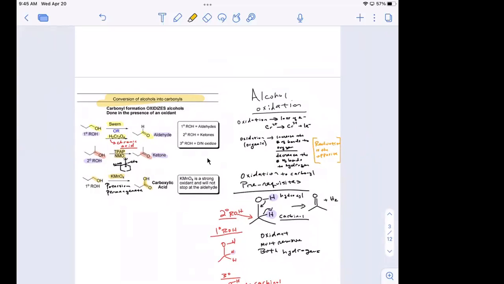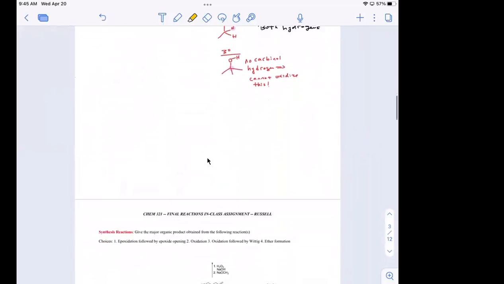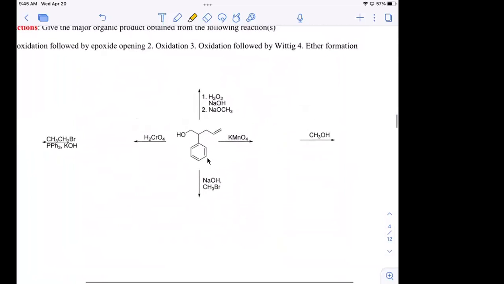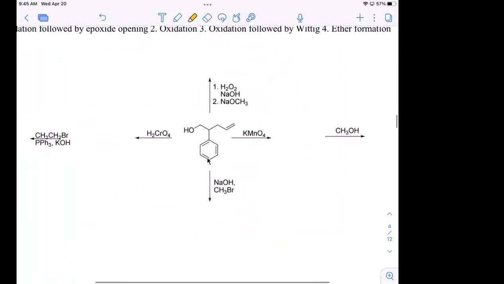All right. So we have a few minutes left. I want to show you a couple of examples here. Let's take these first two examples right here.